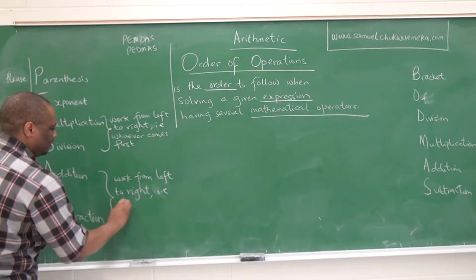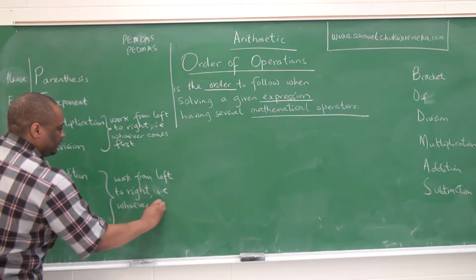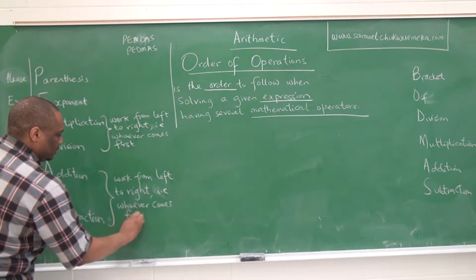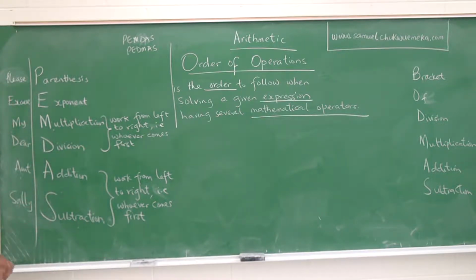Whoever comes first. So now, but listen, parentheses must always come first, followed by exponent. Must. Always come first. Now, when you have multiplication and division, whoever comes first from the left, you do that. Then, these two, multiplication and division, must always come first before addition and subtraction. Must. So, whoever comes first here, do it, then you do the next person.